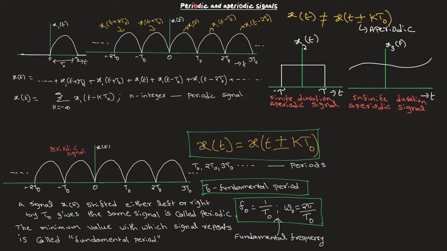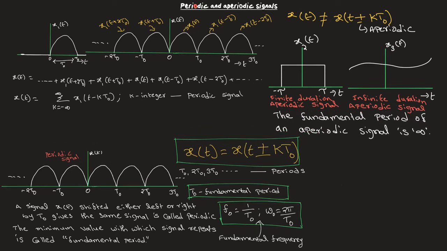What is the fundamental period of an aperiodic signal? It can be taken as infinity. The fundamental period of an aperiodic signal is taken as infinity. That is, in the signals x2 of t and x3 of t, the next cycle occurs at infinity, which means it will never occur. This is about periodic and aperiodic signals.